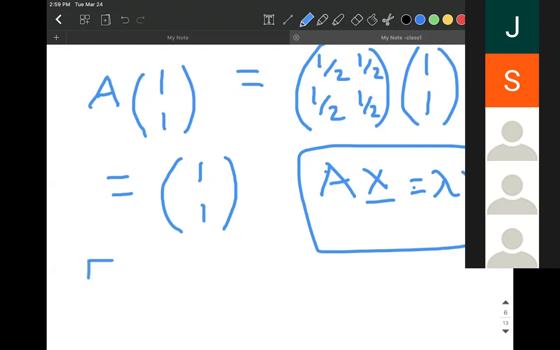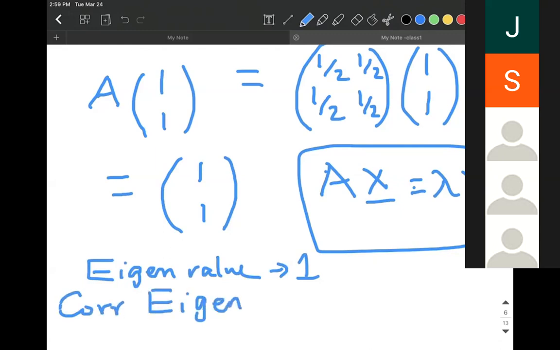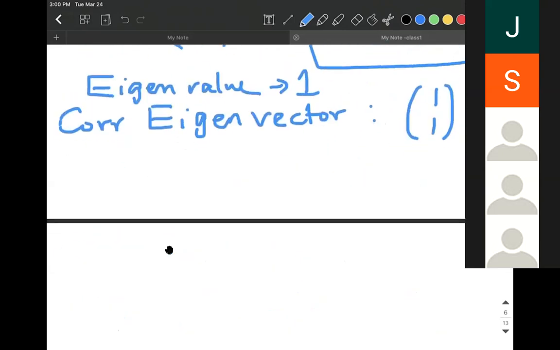So eigenvalue is 1 and corresponding eigenvector is 1, 1. Okay, so this is something which is special for this particular problem. I mean, you cannot use this technique everywhere. This type of matrices, they are called Markov matrices, and they appear in something called stochastic analysis. So this is something sort of a stochastically balanced matrix. Okay, let's carry on.